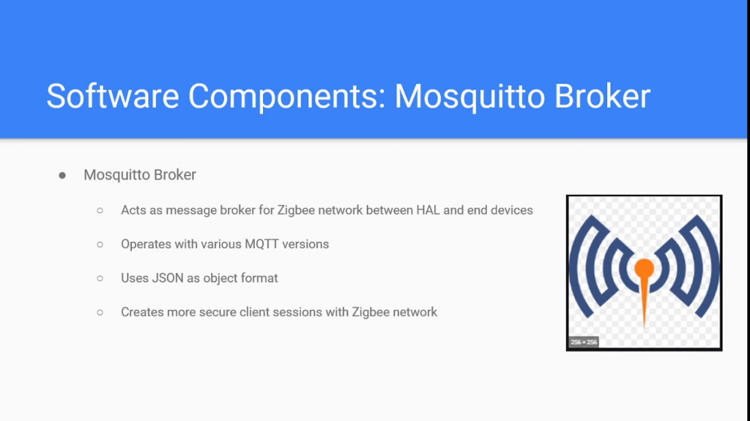The Mosquitto broker. This is the message broker for the Zigbee network which is used by HAL and the end devices. This operates on various MQTT versions and uses JSON as an object format. This creates more secure client sessions with the Zigbee network. So for the server services, I hand over to Scott.